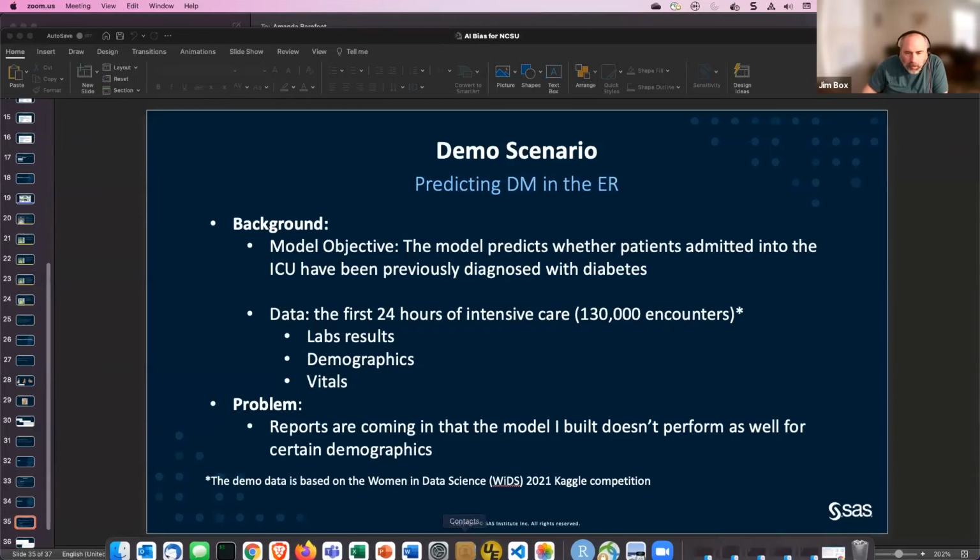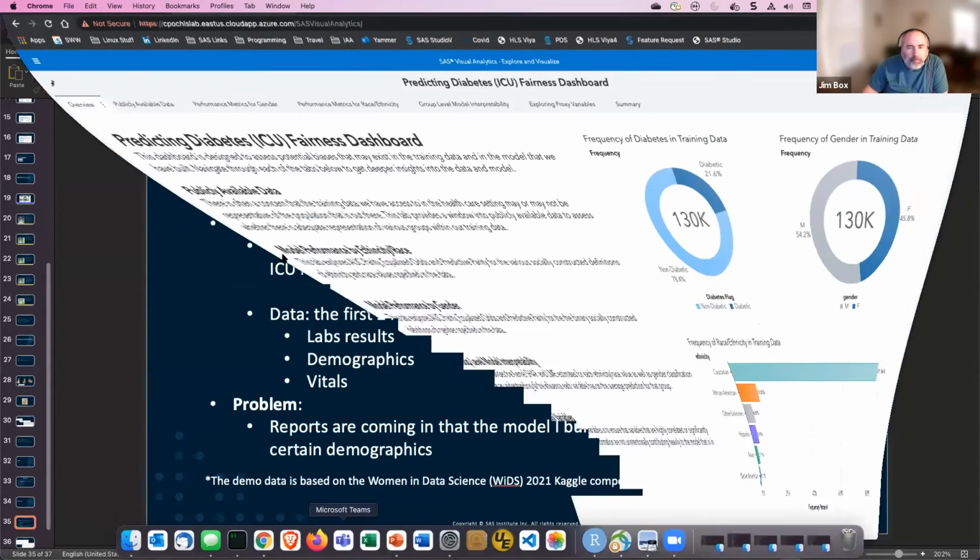So let me share this other screen. Where is it? I'll just share my whole screen. Let's go into this and return my application here.